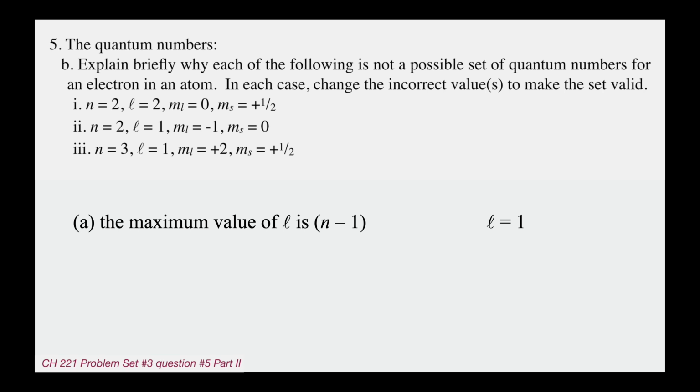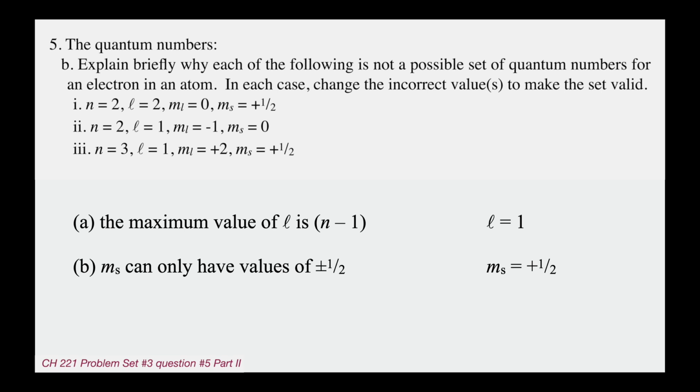But anyway, B: n equals 2, good number. l can be no bigger than n minus 1, so 2 minus 1, 1. l of 1 is okay. If l is 1, m sub l has to go between negative l and positive l. So negative 1, 0, and plus 1 would be allowed values when l equals 1. m sub l of negative 1 is one of those, so m sub l is okay. But like we just talked about, m sub s can only be positive or negative 1/2. So m sub s is the trouble child here. You've got to change it to positive or negative 1/2, doesn't matter, and you're good to go.